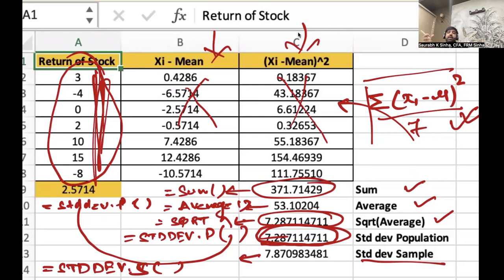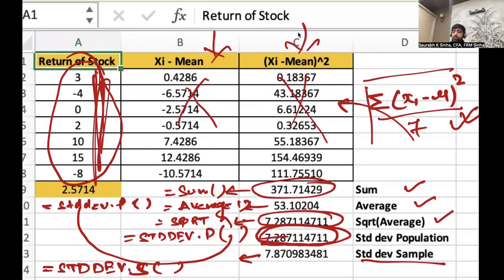I may not be able to enter into the discussion of the population and sample in the portfolio management discussion because it is hardcore statistics. But in a very layman term, if your data is everything about that entity, if 3, minus 4, 0, 2, 10, 15 and minus 8 is the return of the stock, all the historical return of the stock, then that is a population. But if you have taken a small subset from that population, then it is sample. So you have to apply the standard deviation formula for the sample.